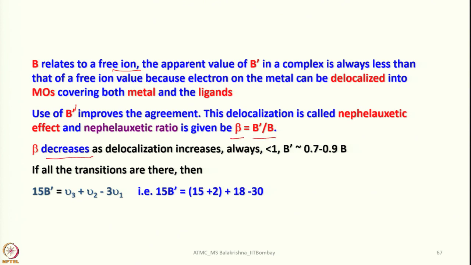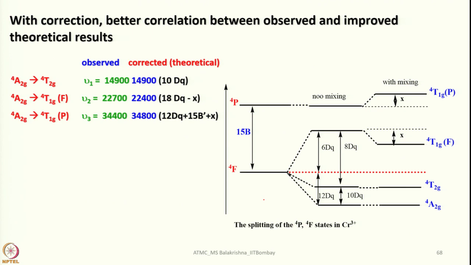Beta increases as delocalization increases, always less than 1, and then B prime can be anywhere between 0.07 to 0.09 B. If all the transients are used in this formula, we should be able to match the predicted one. So now with correction added, you can see, of course, here no correction is needed. With correction, what happens? It comes very close to the corrected one.